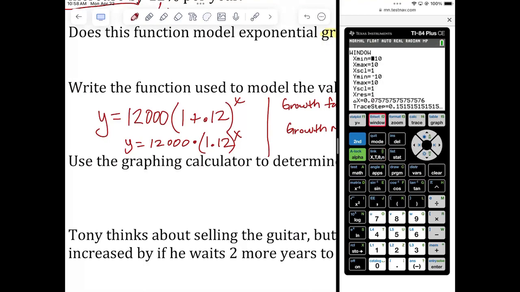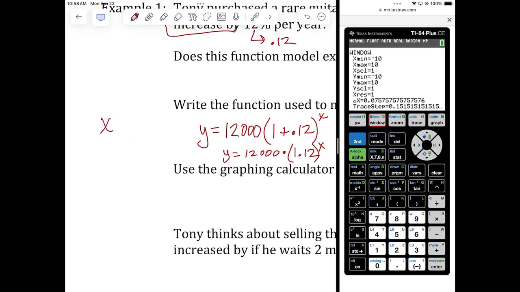Go to window. What are we measuring x in? What are the units of x? Is it degrees Fahrenheit? No. X is in years. Y is in dollars. Okay?